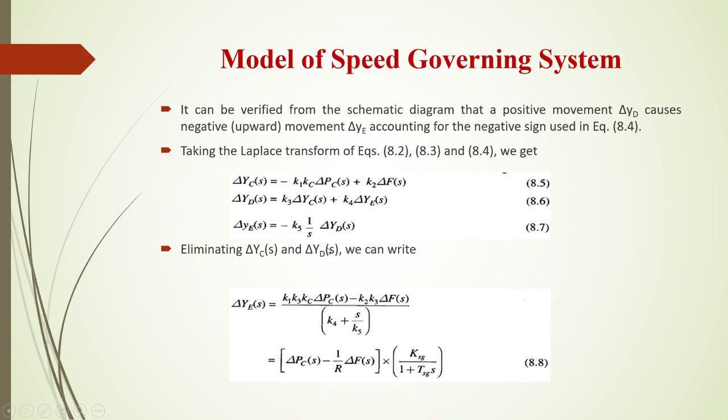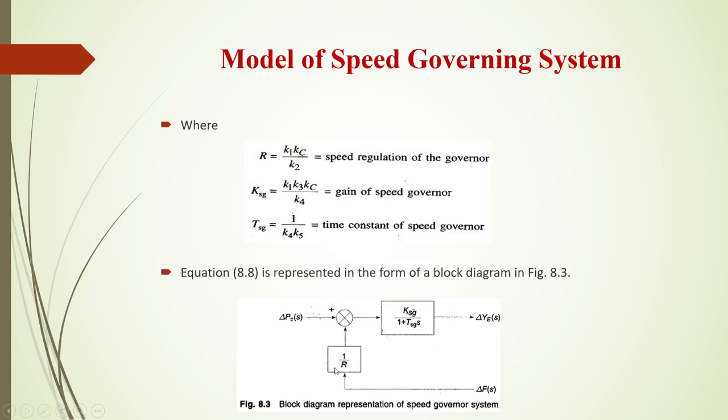So eliminating delta YC of s and delta YD of s, we can write delta YE of s as minus delta PC of s minus 1 by R delta F of s, into KSG by 1 plus TSG into s. Now what is this R here? R is K1 Kc by K2, that is the speed regulation of the governor. KSG is K1 K3 Kc by K4, that is the gain of the speed governor.